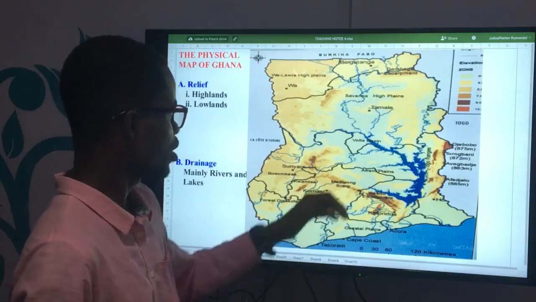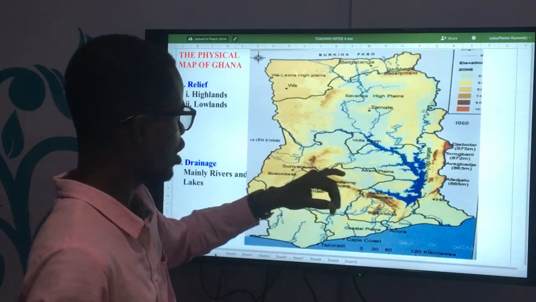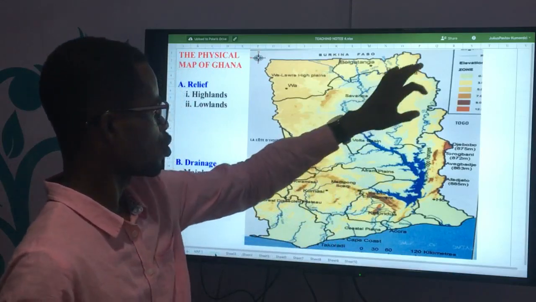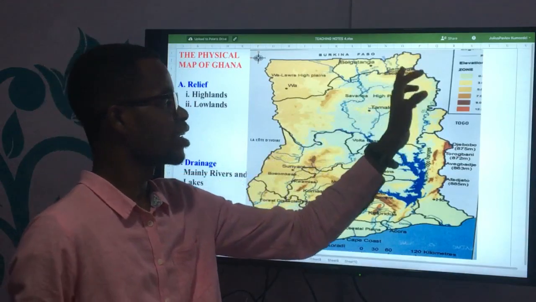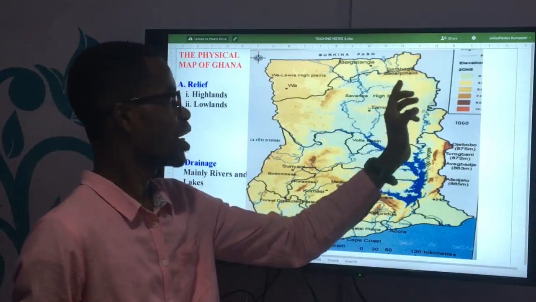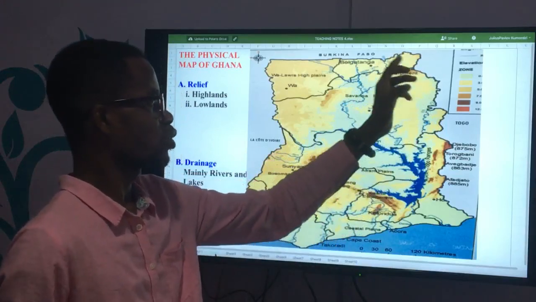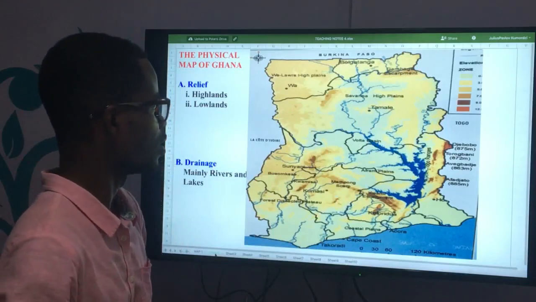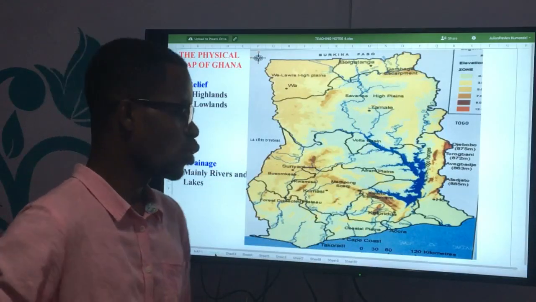Okay, moving up north, there's a popular one, the Gambaga Scarp. So it's here around this area, upper east. The Gambaga Scarp is also in that area. It's also a tourist site. Then we go to the lowlands now.